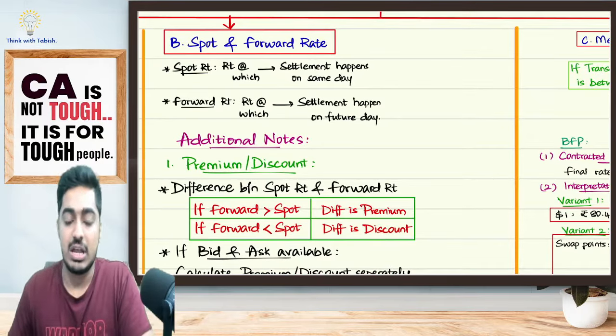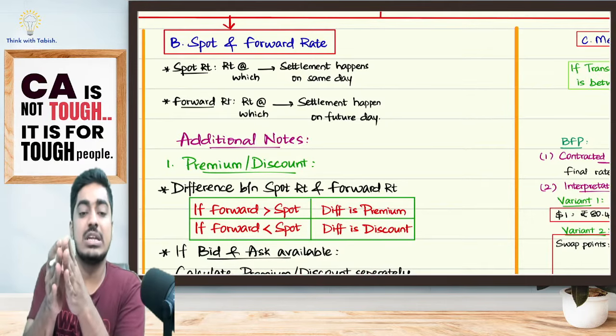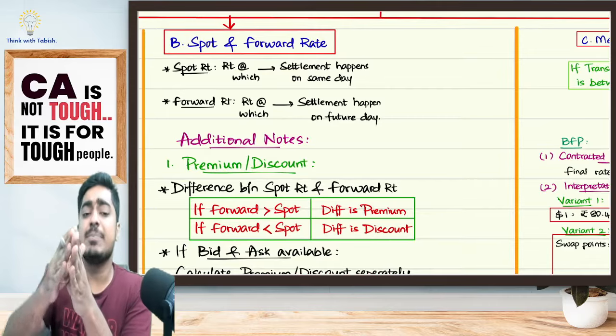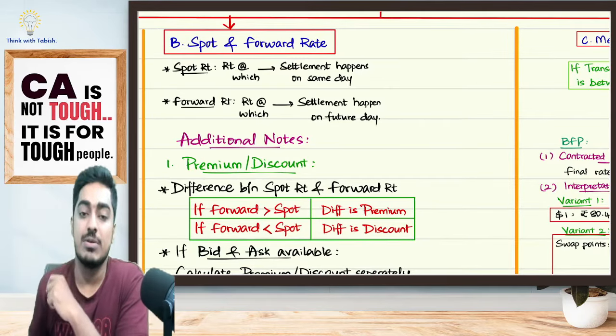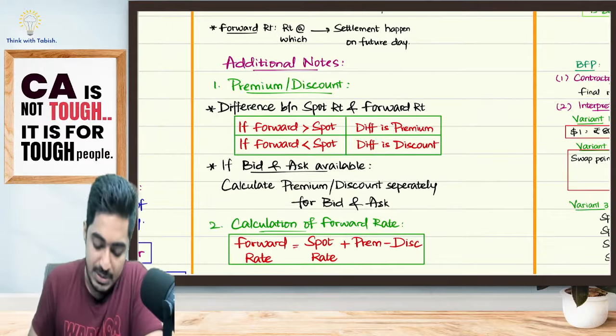Spot rate and forward rate. If the transaction is happening today, at which rate will it happen? Spot rate. If the transaction is happening in the future, but I want to set a rate today itself, that is called my forward rate.